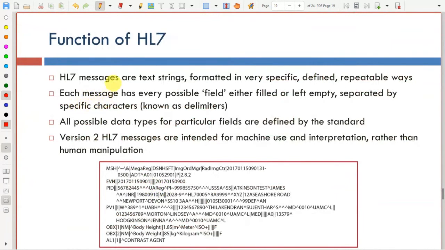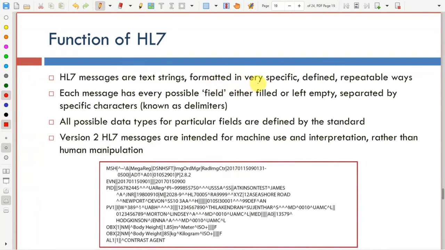So in general, if you talk about the function of HL7, HL7 is composed of messages that look like this. See the messages? Your first impression would be that the information is not very clear. If you try to read it as a human, it's not human readable. It's not intended for humans to read. All these messages are intended for machines to read. They are text strings, so all the information is in text, and you can display them, okay?